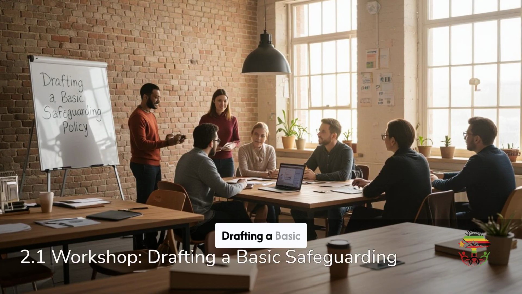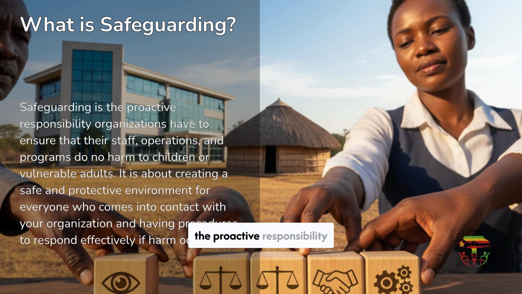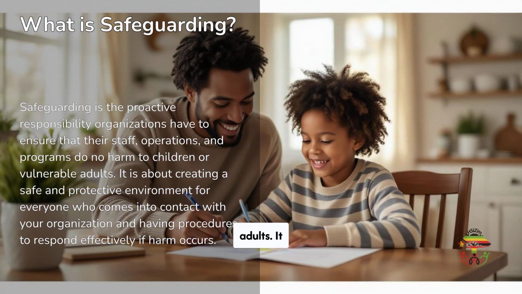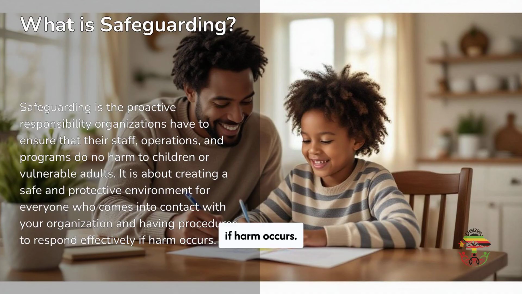2.1 Workshop: Drafting a Basic Safeguarding Policy. What is safeguarding? Safeguarding is the proactive responsibility organizations have to ensure that their staff, operations, and programs do no harm to children or vulnerable adults. It is about creating a safe and protective environment for everyone who comes into contact with your organization and having procedures to respond effectively if harm occurs.